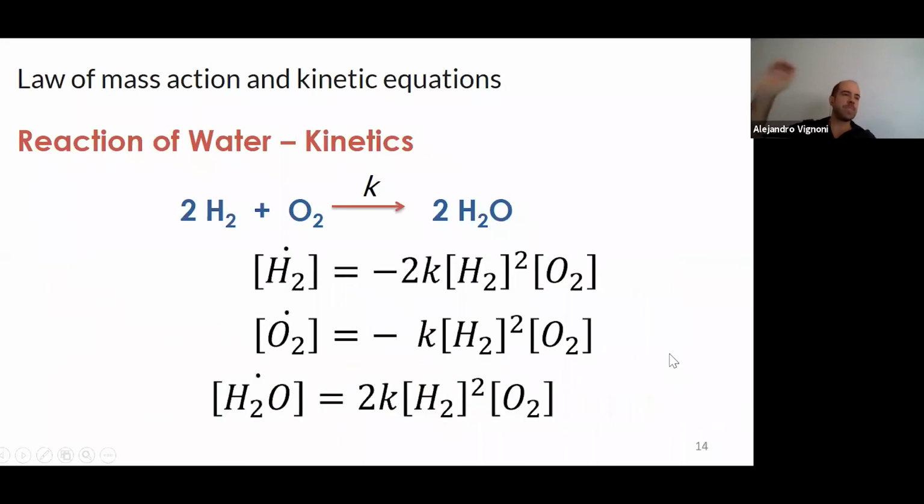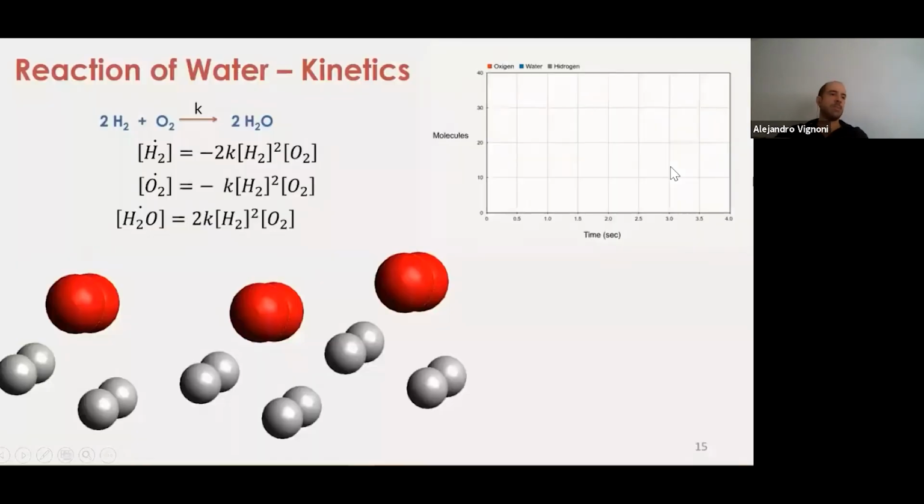Okay. So if we put them all together, we have the three equations that give us the dynamics of the system, the kinetics, and they will tell us how, if we put oxygen and hydrogen together in some container, let's say, they will change in time.